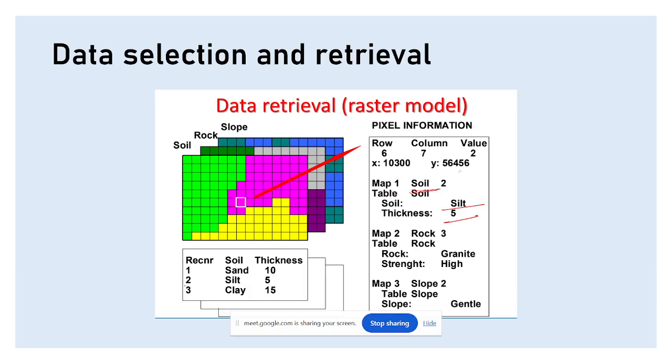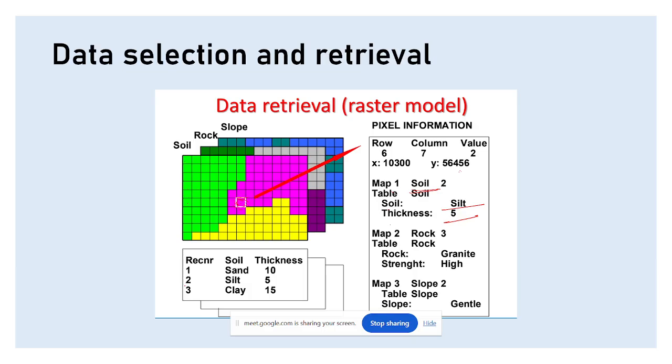So the thing is, in case of data selection and retrieval, you have so many small grids over here, right? The pixels are here. But you just need the pixel information for this particular square. So instead of trying to find each and everything, you are basically selecting this particular one, and then you get the information in all the three maps.